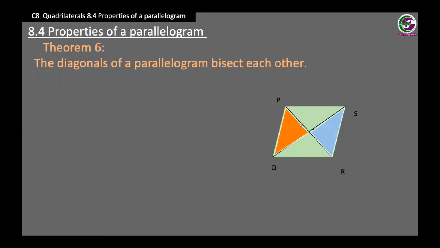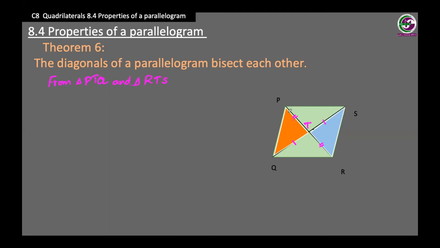Let's move on to theorem 6. The diagonals of a parallelogram bisect each other. For that, let us consider the triangles PTQ and STR. We are given that it is a parallelogram. We have to show QT is equal to TS and PT is equal to TR. So let us take triangle PTQ and triangle RTS.